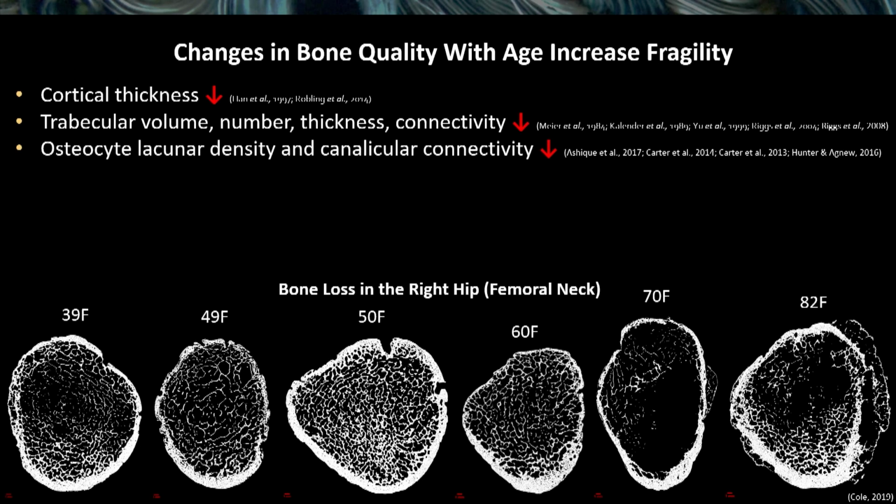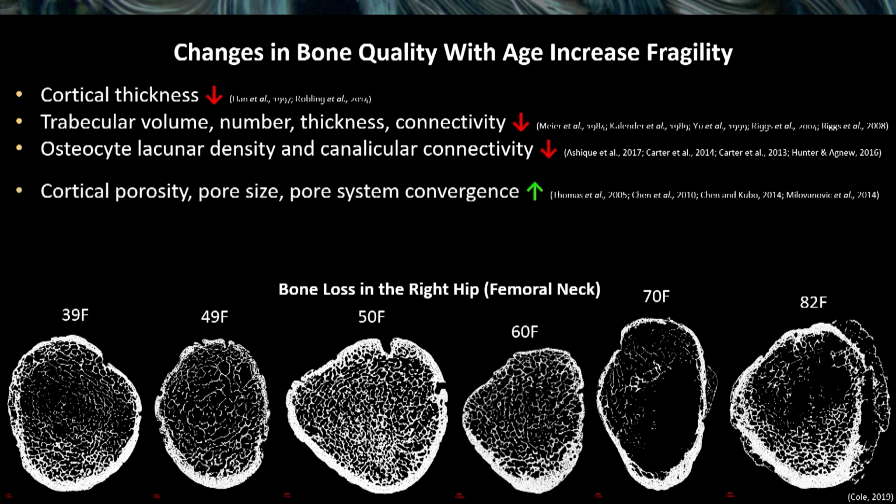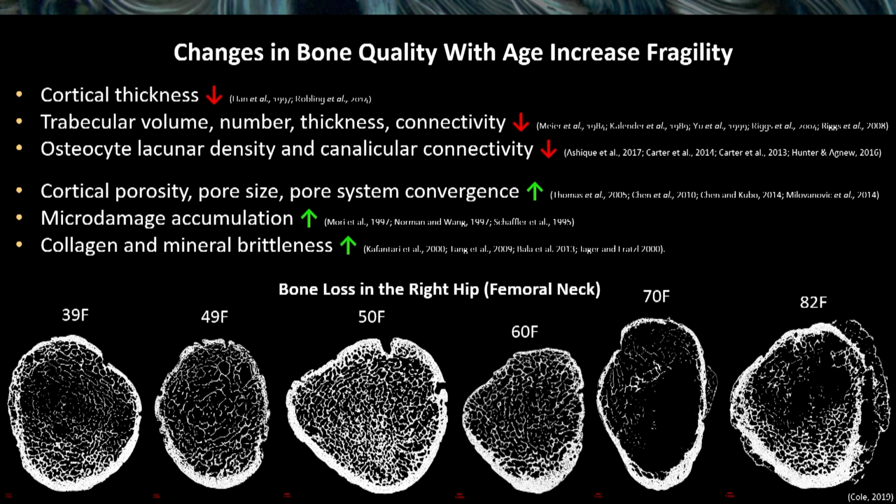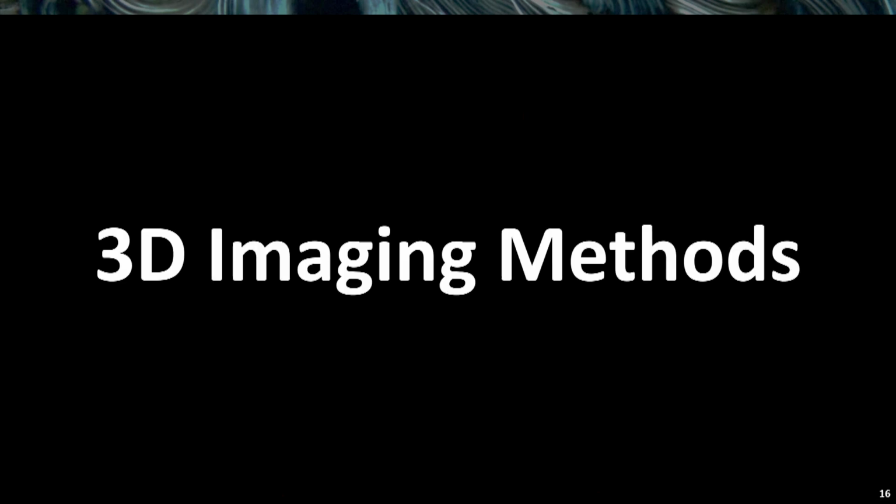So changes in bone quality with age increase fragility. You have a decrease in cortical thickness, the trabecular architecture, and the osteocyte lacunar canalicular network. And concurrently, you have increases in cortical porosity, microdamage, and collagen and mineral brittleness. And so these things are sort of occurring simultaneously, where you have less bone and the bone is also worse. So how can we actually visualize some of these changes?